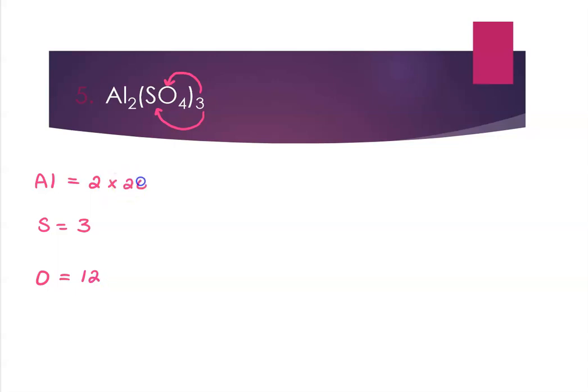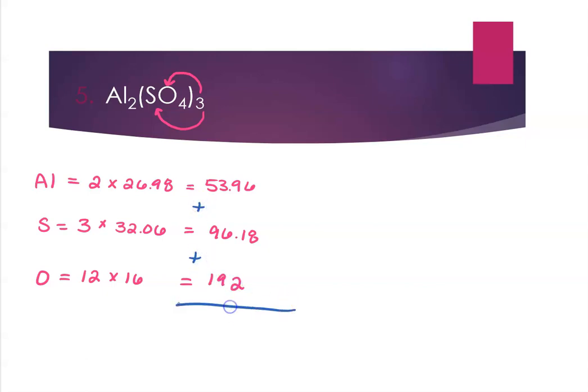Molar mass of aluminum is 26.98. So when I multiply that, I get 53.96. Sulfur is 32.06. So when I multiply those, I get 96.18. And oxygen is, of course, 16. So when I multiply that, I get 192. Right? And then I just add those together, and I get 342.14 grams per mole. All right, let's do one more.